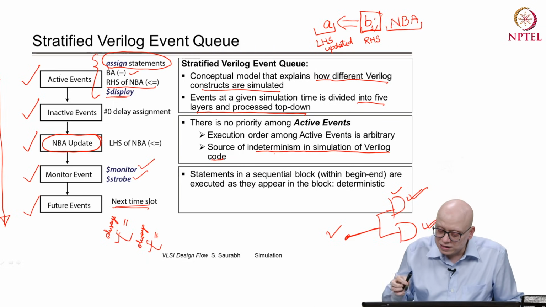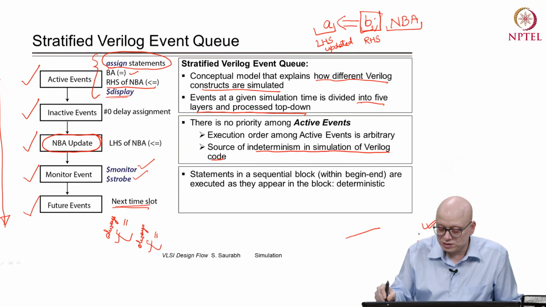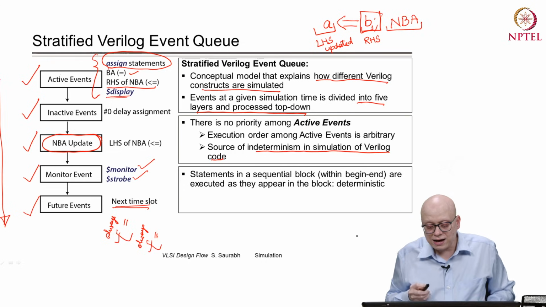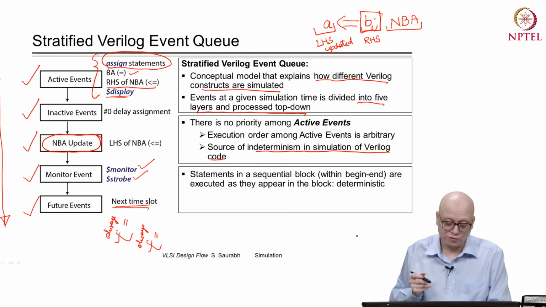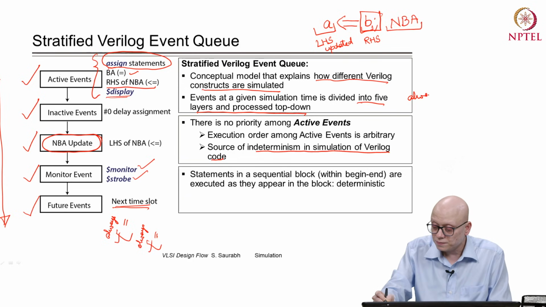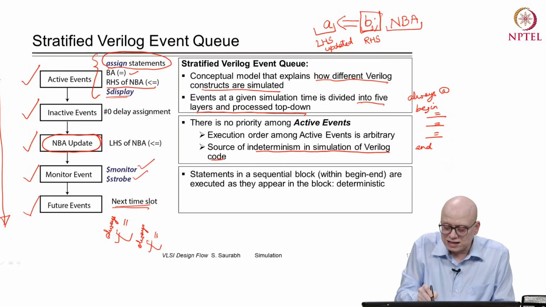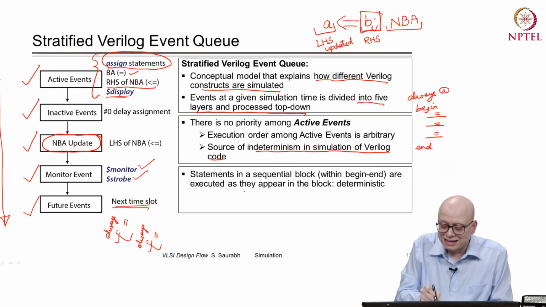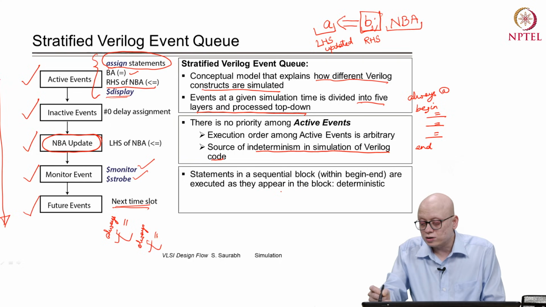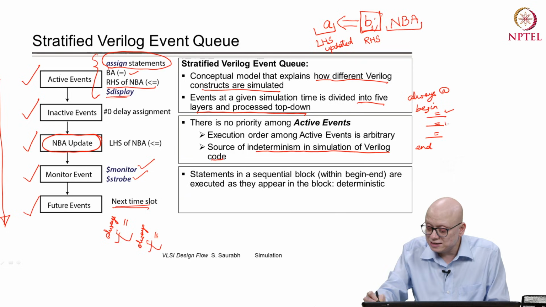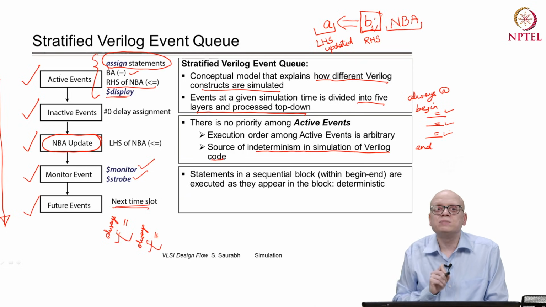So, statements, but there are some deterministic things also, right. Statements in a sequential block are executed as they appear in the block. For example, if we have an always block and we have begin and end, with various statements, statement 1, statement 2, statement 3, all say blocking assignments, then the language says that the statements in a sequential block are executed as they appear in the block. So this one will be executed first, and then this and this, right. There is no indeterminism here.